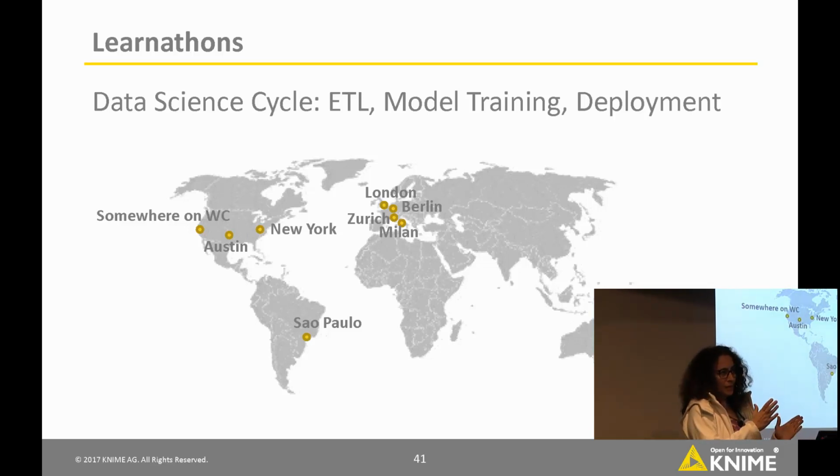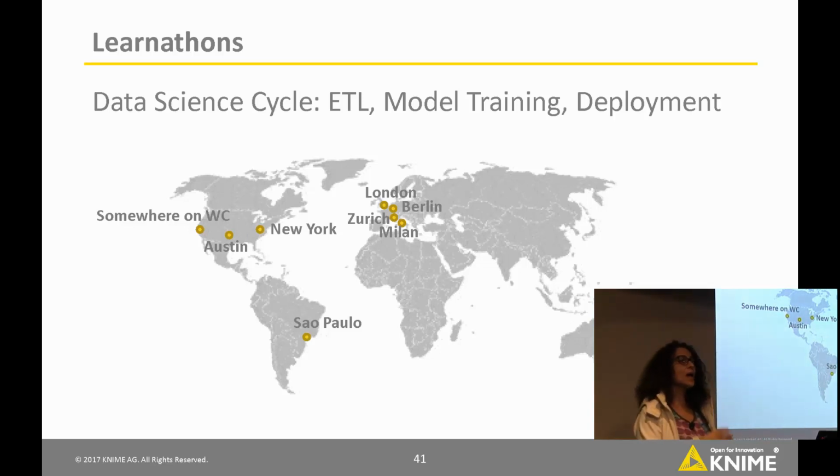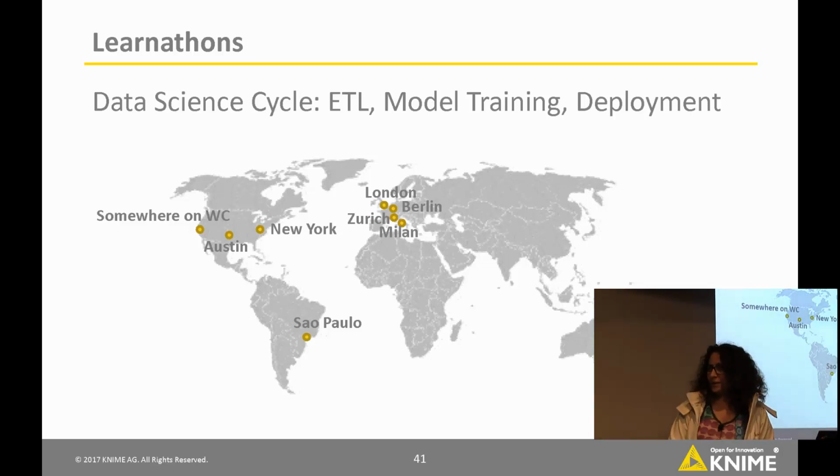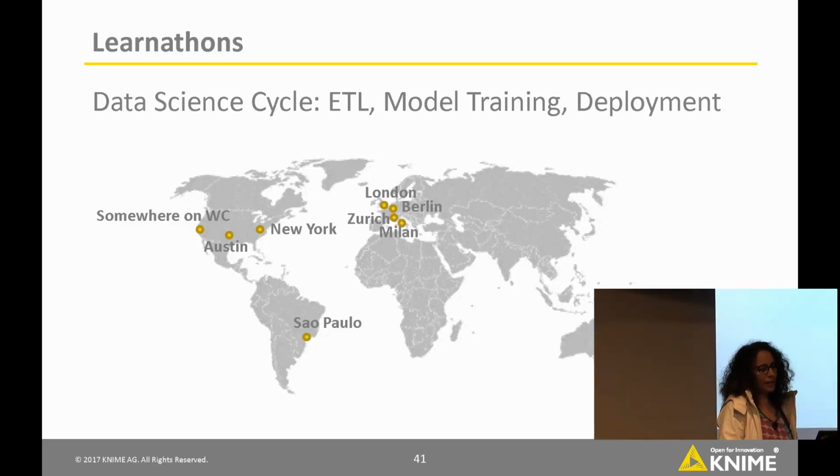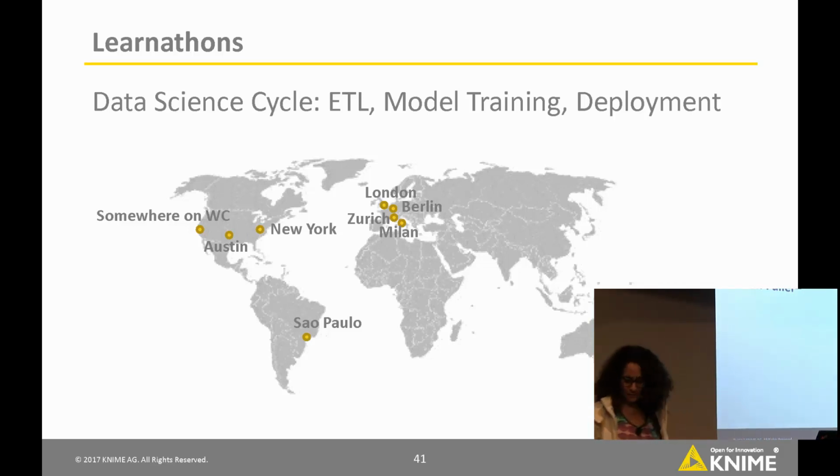So we are going to explain about the whole data science cycle. We are going to separate in 3 groups. One is going to focus on ETL exercises. One is going to focus on model training. And one group is going to focus on deployment exercises. We have already done the first one in Austin with Jim some 2 months ago. And it was very well appreciated. So we have a few more planned for London, Berlin, Zurich. If you want to host one, please let us know. Okay, so that's my part.